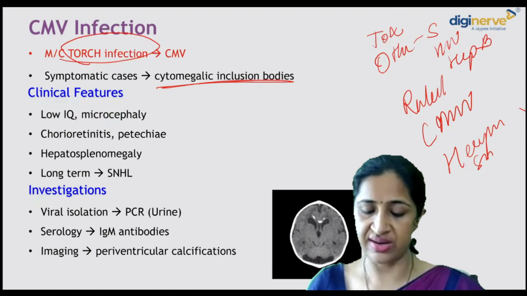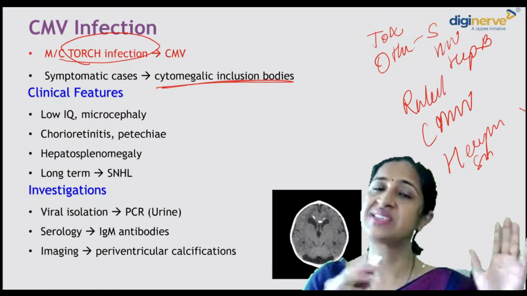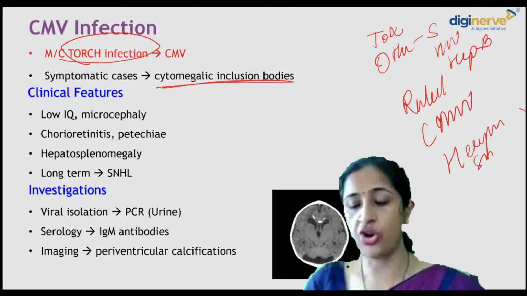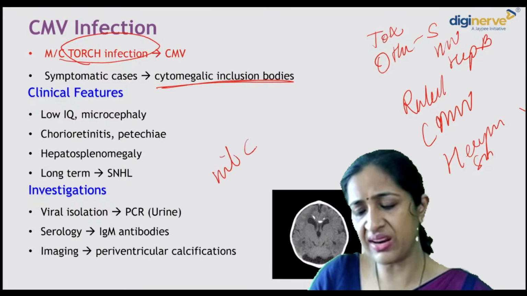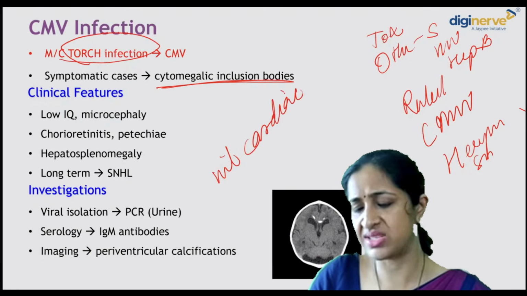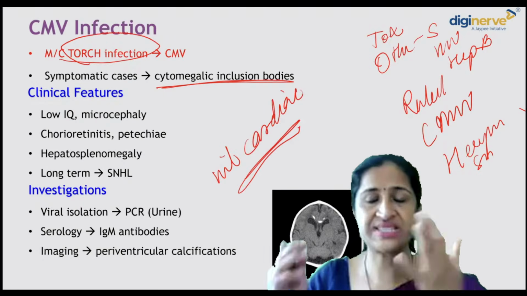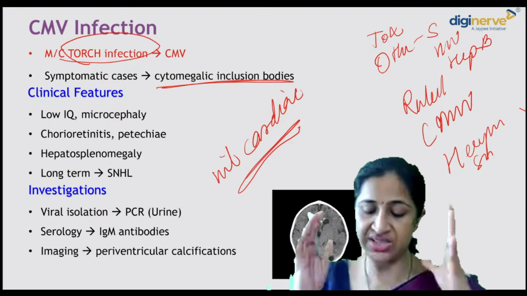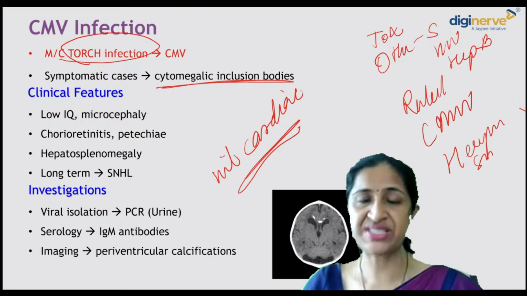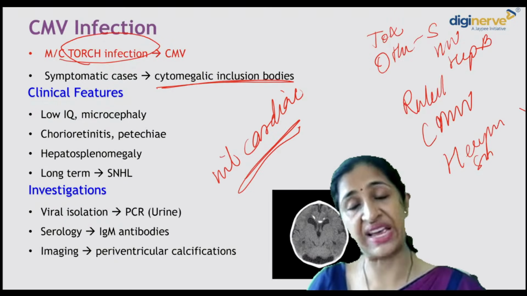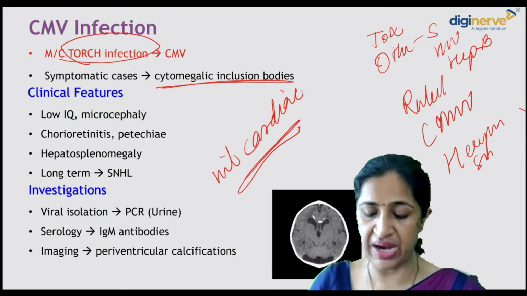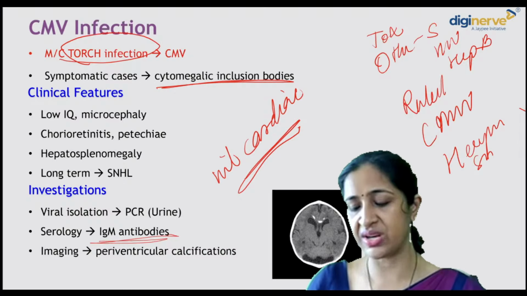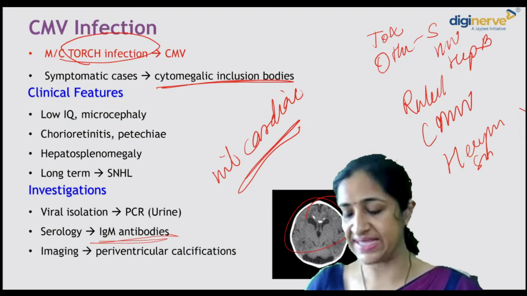Hepatosplenomegaly, all this is there. Cardiac side effects are seen in congenital rubella syndrome, not seen in CMV. So this is almost nil cardiac defects. The CMV doesn't produce cardiac. It is essentially neuro, eye, ear, essentially in the brain. Investigation, CMV positivity or IgM CMV antibodies. Imaging shows the classical periventricular calcifications.